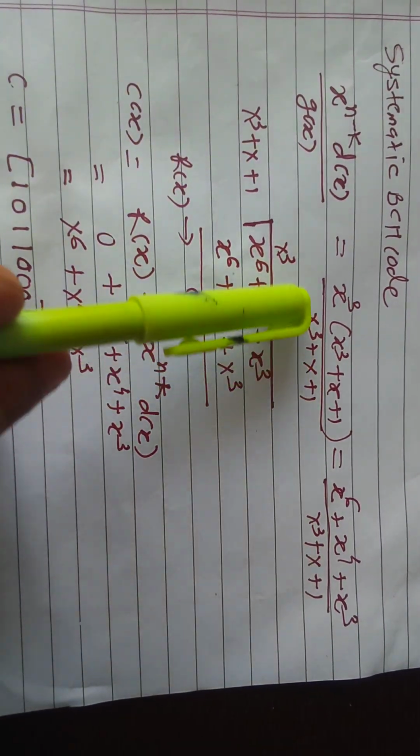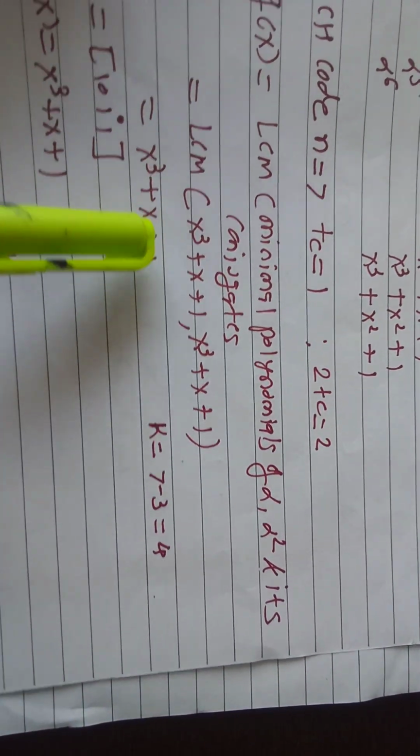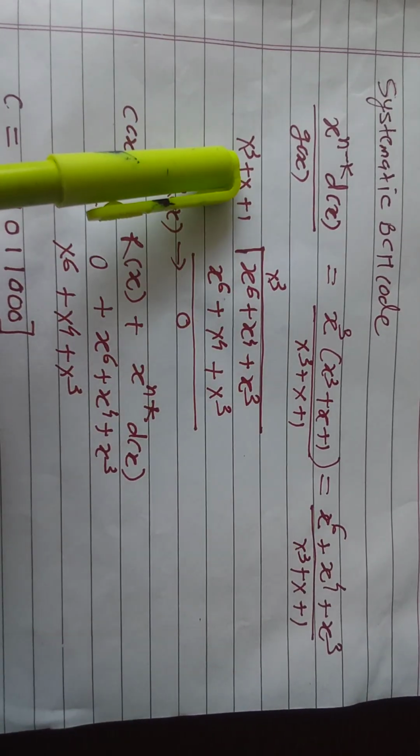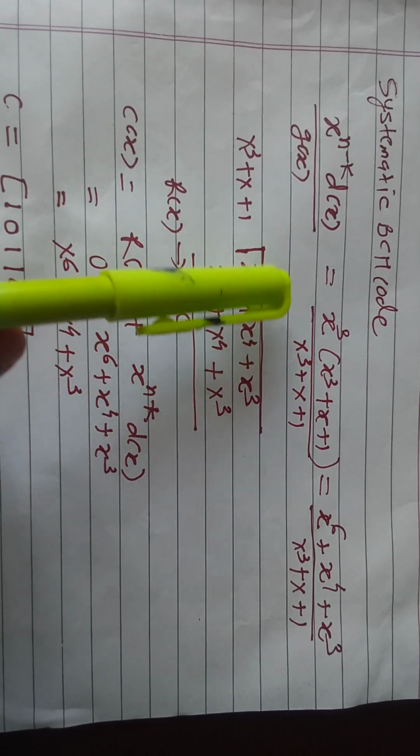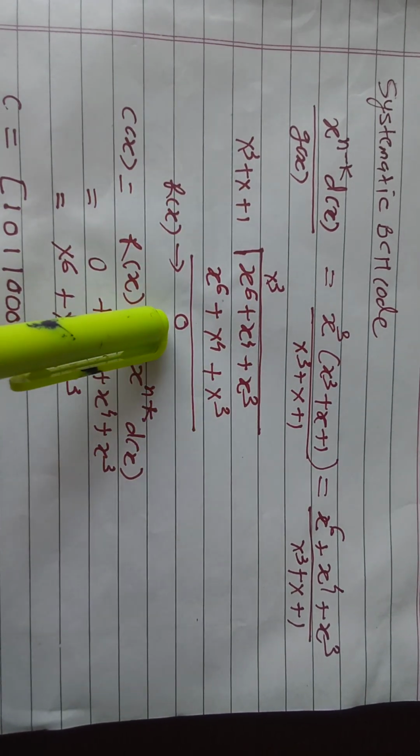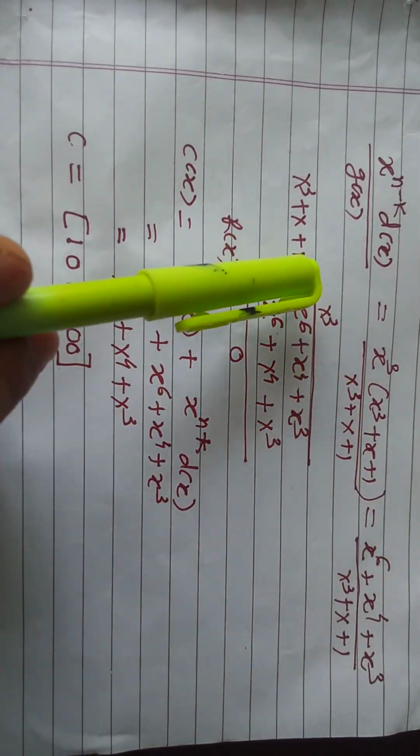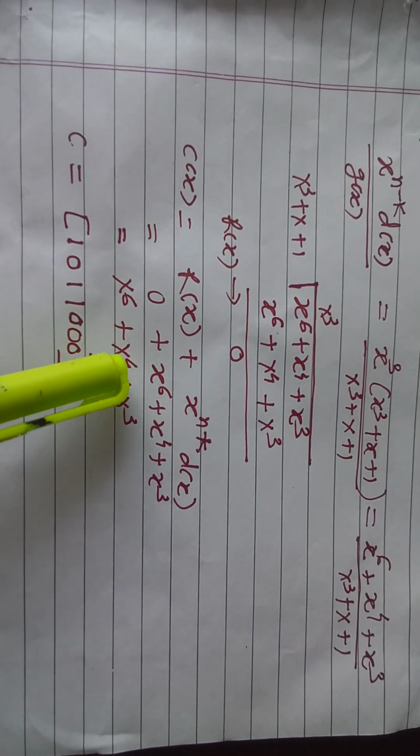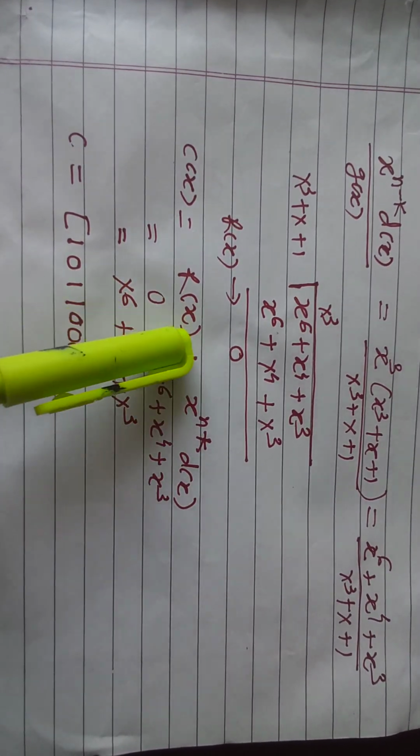So what is g(x)? g(x) is x cube plus x plus 1. Same, d(x) and g(x) are the same here. So if you divide this by g(x), first you will get the quotient as x cube, then multiply with all these terms. So x cube gives x^6, x^4, x cube. So the remainder is 0. So c(x) is the remainder plus this part, x raised to n minus k into d(x), which is x^6 plus x^4 plus x cube. So c is equal to 1011000, and the remainder r(x) is 0.